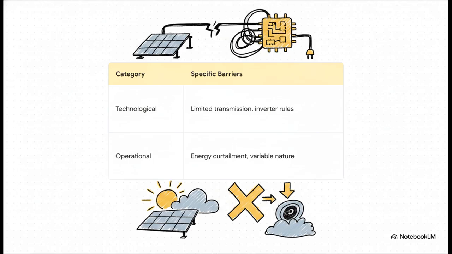And that variability creates curtailment. Curtailment is this massive headache where a solar farm generates perfectly good power, but the grid simply cannot absorb it. Because of this, in some regions, millions of megawatt hours of perfectly clean energy are literally just thrown away every single year because the legacy infrastructure can't handle the surge.